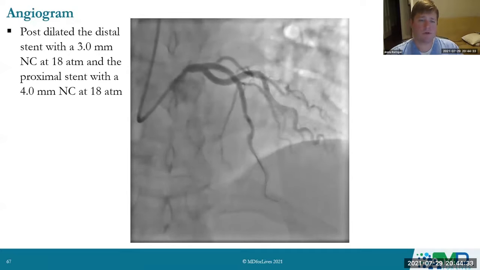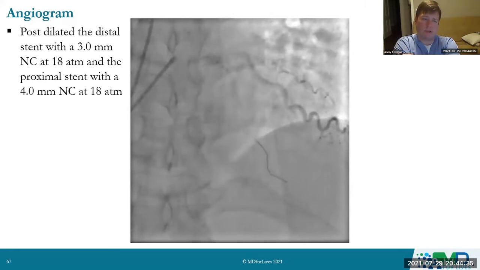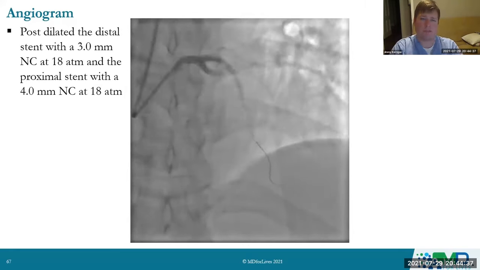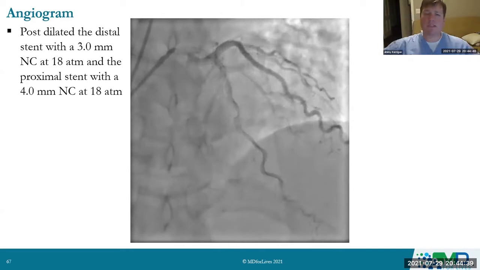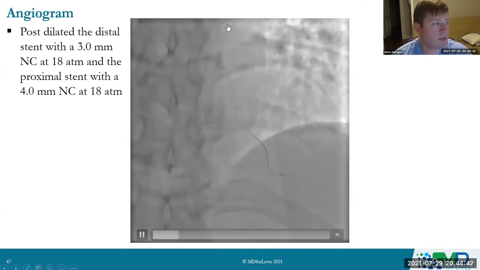On the angiogram I took, the distal edge looked funky, so I had post-dilated with an NC. The proximal edge was post-dilated with an NC at a bigger size, trying to match what I thought the vessel should be.